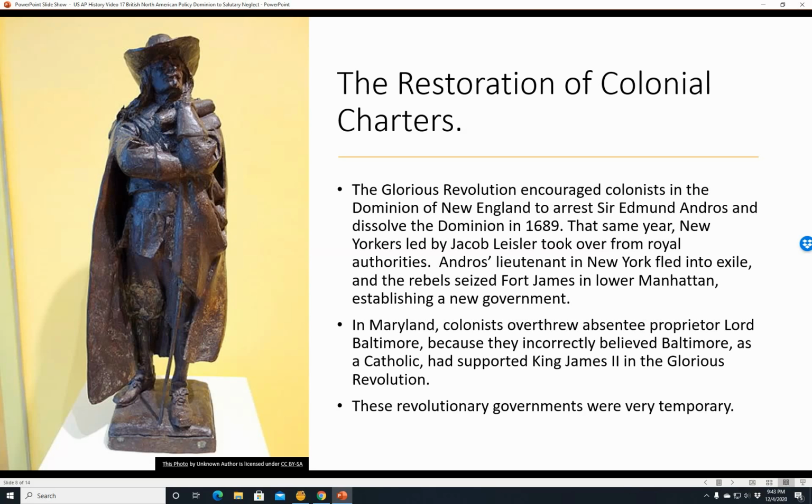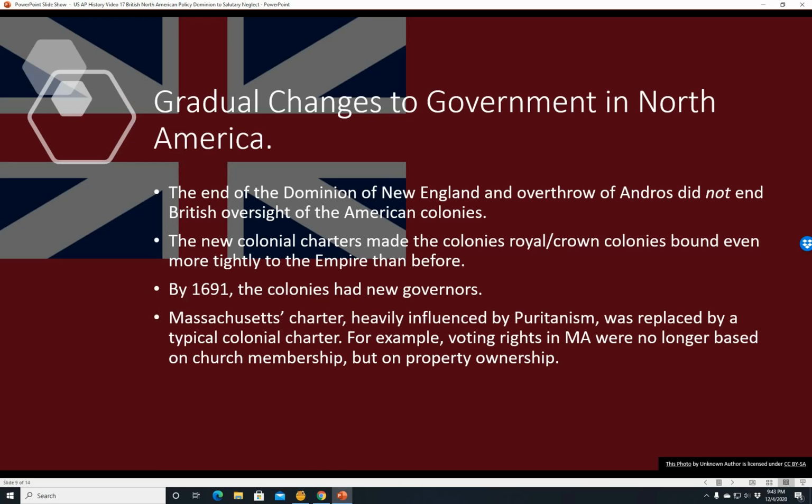These revolutionary governments, again, were very temporary. So, there were gradual changes to government in North America. The end of the Dominion of New England and the overthrow of Andros did not end the British oversight of the American colonies. The new colonial charters made the colonies the royal and crown colonies, same thing, royal colony and crown colony are the same thing, and they were bound even more tightly to the empire than before.